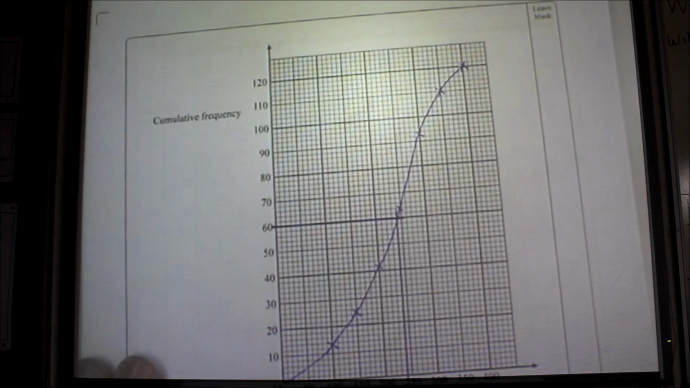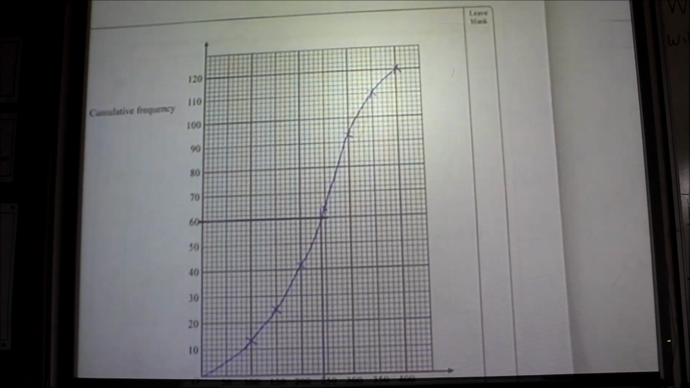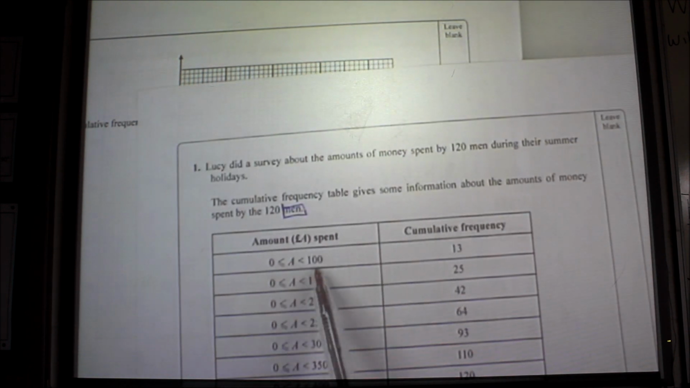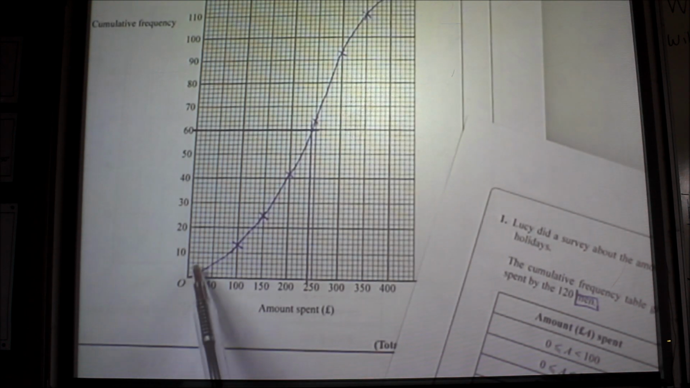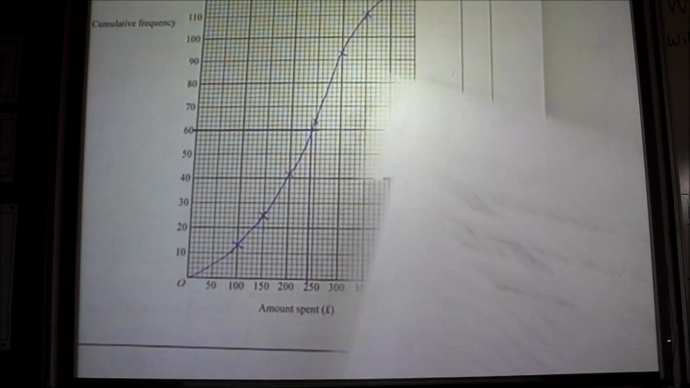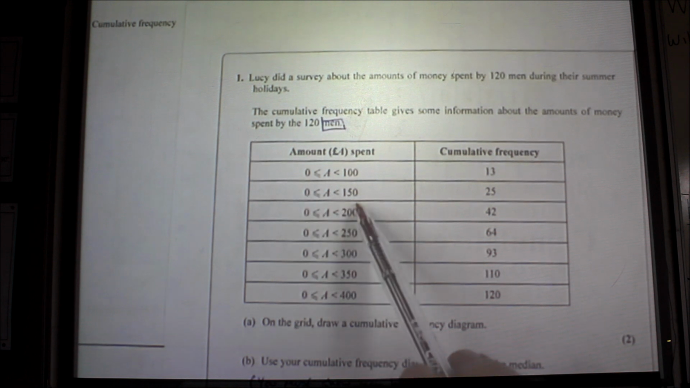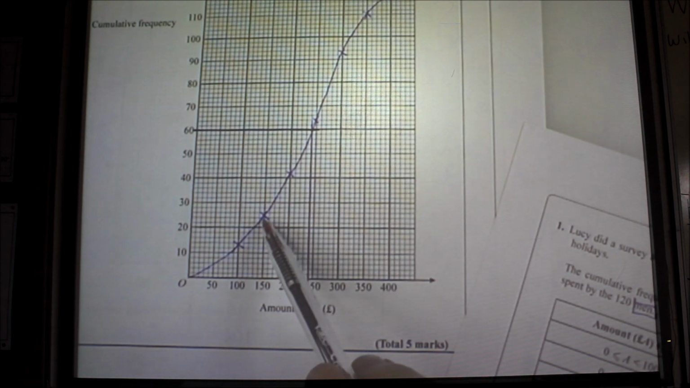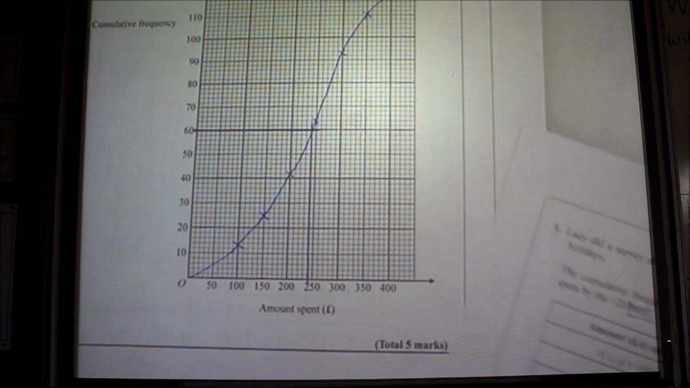There is your grid, and to draw a cumulative frequency diagram, what you do is 0 up to 100 spent £13. So down the bottom, look, up to 100 spent £13. The next one, 0 to 150, so 150 spent £25, so 150, £25, and so on to get that drawn.